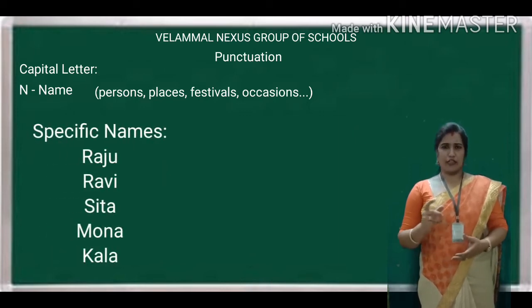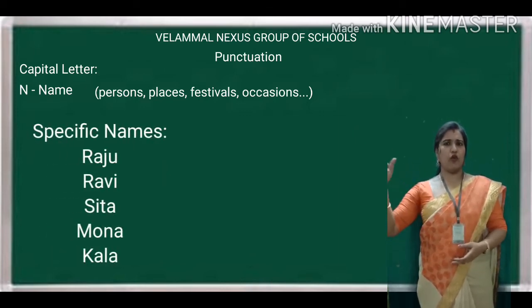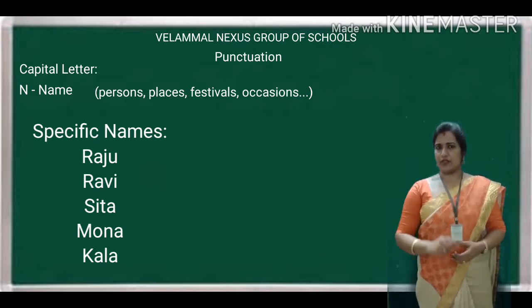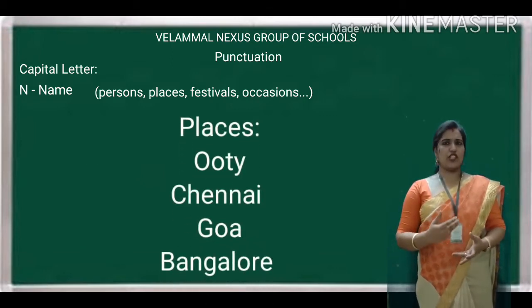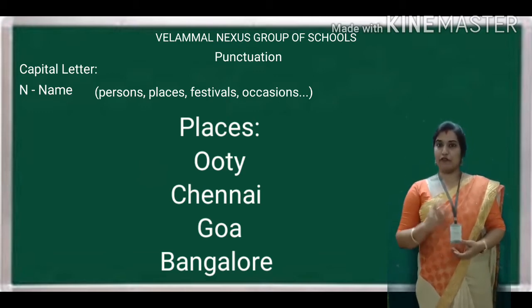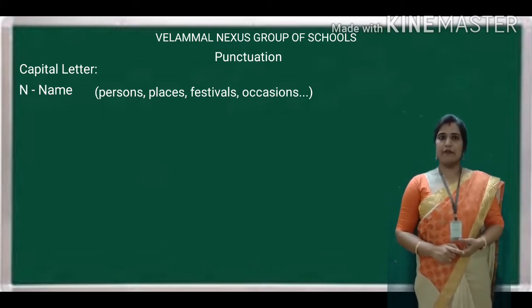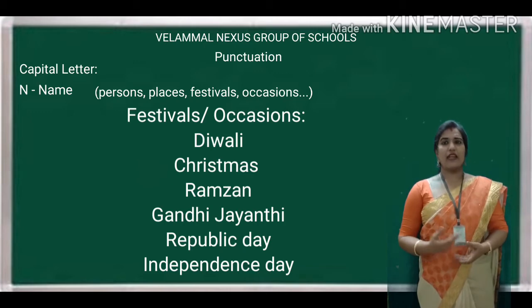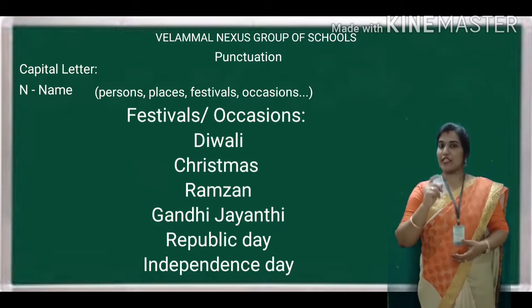Specific names like Raju, Ravi, Sita, Mona, Kala should be written with a capital first letter. Places like Ooty, Chennai, Goa, Bangalore also should have the first letter alone in caps. Important festivals and occasions like Diwali, Christmas, Ramzan, Gandhi Jayanti, Republic Day, Independence Day should be written in capital letters. The first letter should be in caps.